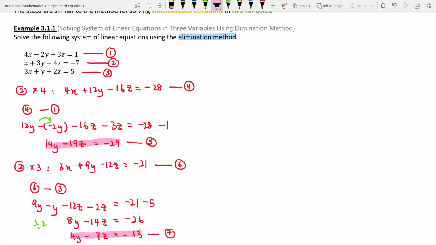We continue to eliminate one more variable with equations 5 and 7. Both the variables y and z do not have the same coefficient in both equations. Hence, we have to do some alteration to eliminate either y or z. For this example, I choose to eliminate the variable y. Now our variable y has coefficients 14 and 4. In order to make the coefficients the same, we need to find the LCM for 14 and 4.